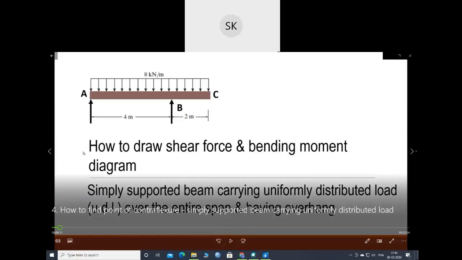So in this beam, this is also a simply supported beam. At this position, it has some overhang part. In this we'll find a point of contraflexure. That means your simply supported beam is carrying UDL distributed load over the entire span and having an overhang. So here UDL is acting over the whole span and this part is overhang. Let's see how to solve, and we'll see a new word, point of contraflexure. So let's continue. Then I'll discuss in the midway.